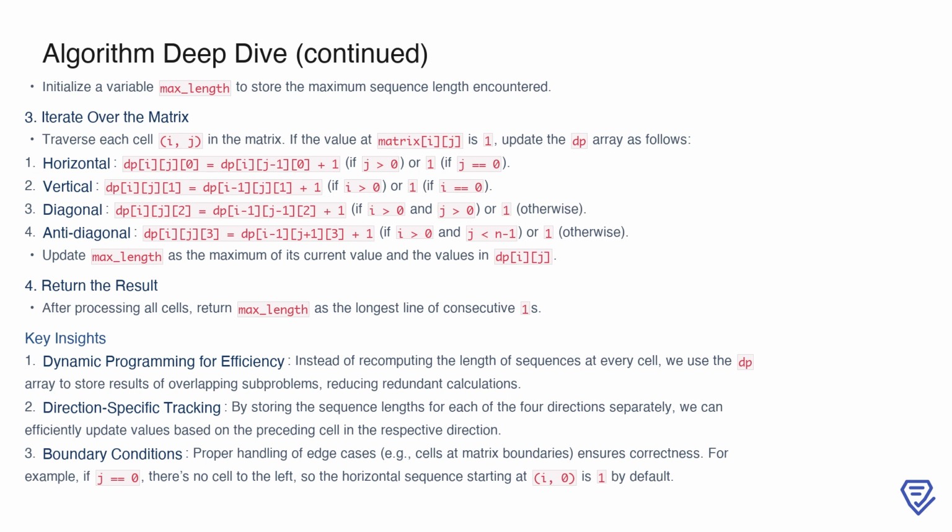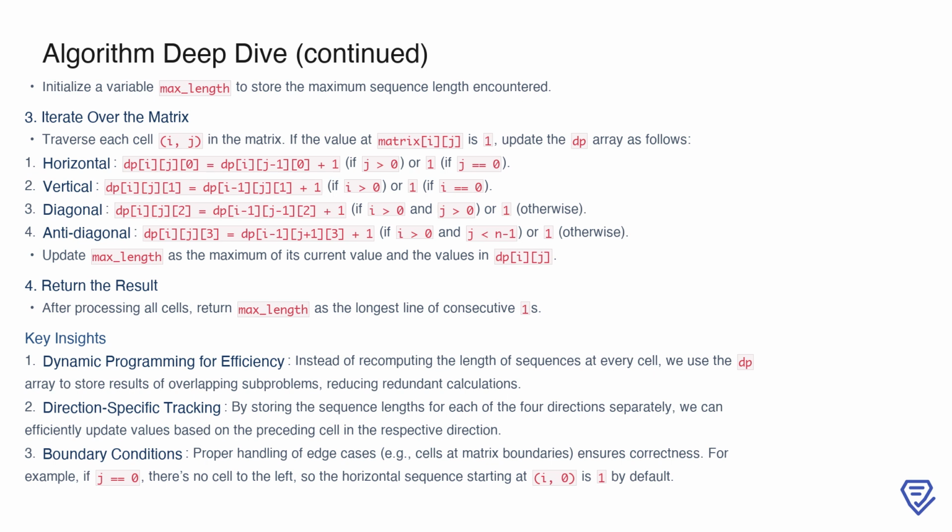Similarly, the vertical value, DP[i][j][1], depends on the cell directly above, while the diagonal value, DP[i][j][2], depends on the top left cell. The anti-diagonal value, DP[i][j][3], is updated using the value from the top right cell. At each step, we compare the values in DP[i][j] with max_length and update it if a longer sequence is found. Once all cells have been processed, the value of max_length represents the length of the longest line of consecutive ones, which we return as our result.